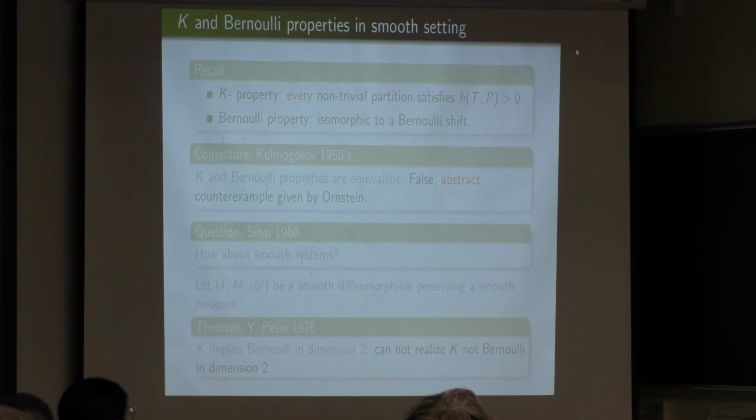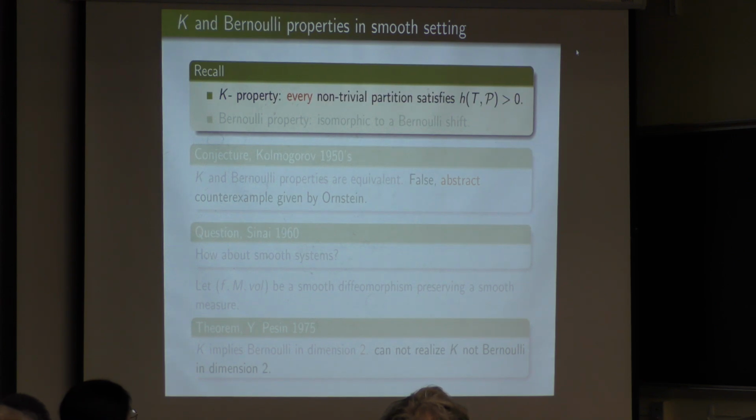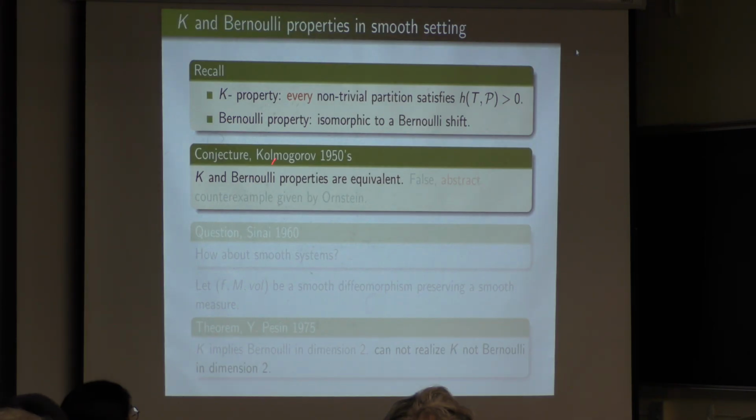So let me tell you now, maybe in the last 5 minutes, I'll just list some results. I will recall what I defined before. The K property means that every non-trivial partition has positive entropy. Bernoulli systems are those that are isomorphic to a Bernoulli shift. The conjecture of Kolmogorov was that K and Bernoulli are equivalent. I think his idea to introduce K, as far as I know, I just spoke with some people, is that he wanted to classify Bernoulli shifts, and the K property was more accessible somehow.